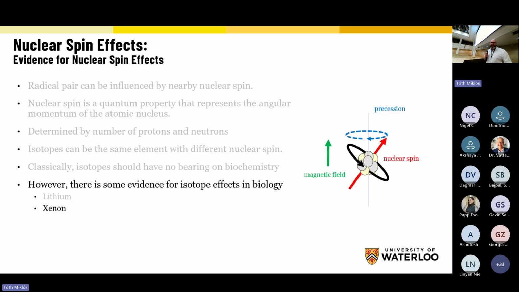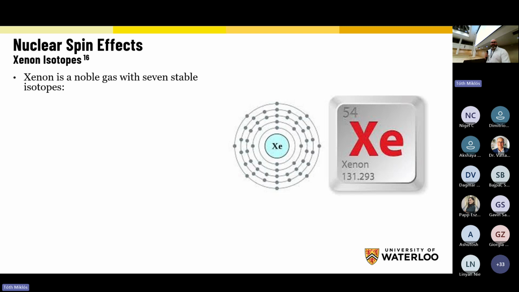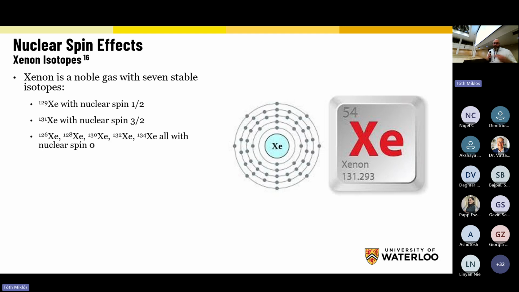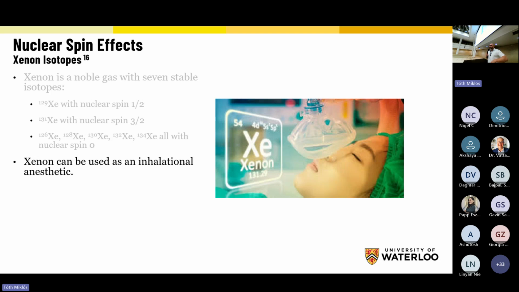Another interesting effect is the effect of xenon. Xenon is a noble gas, and it has 7 stable isotopes. Xenon-129 has a nuclear spin of 1/2, xenon-131 has a spin of 3/2, and the remainder all have a spin of 0. The thing that's interesting about xenon, a noble gas, is that it also acts as an inhalational anesthetic. If you inhale it in given concentrations, it will cause you to go unconscious, and it is a very stable and reliable anesthetic. It's not used primarily because it's quite expensive.